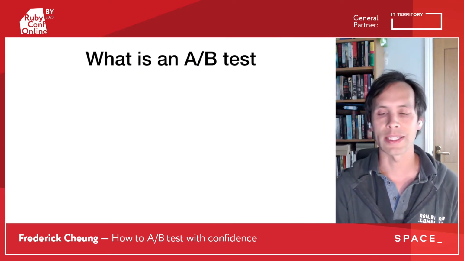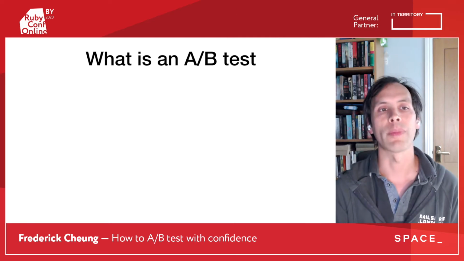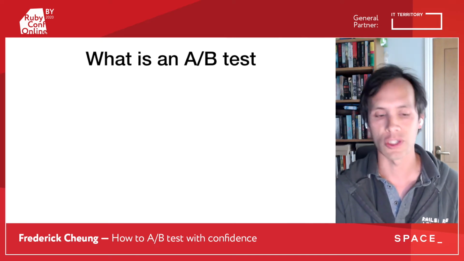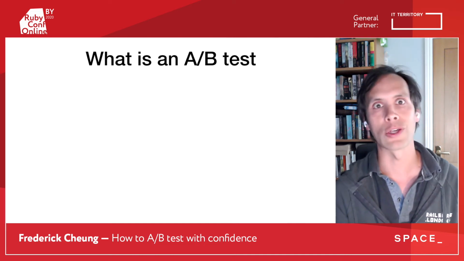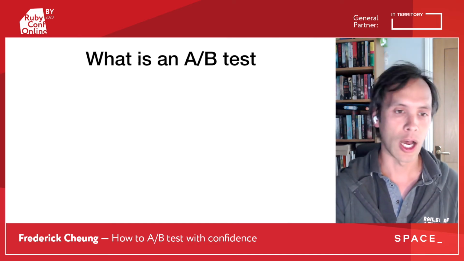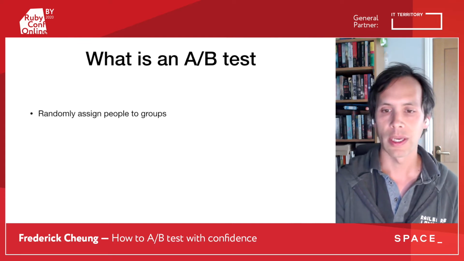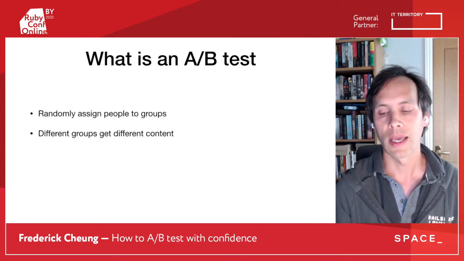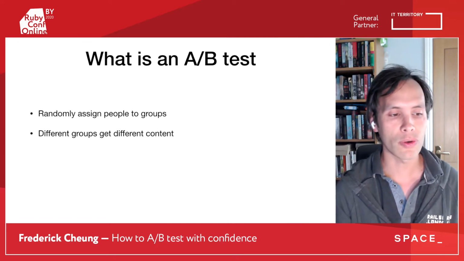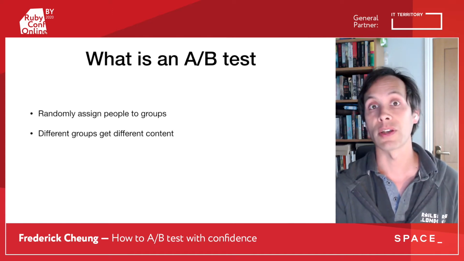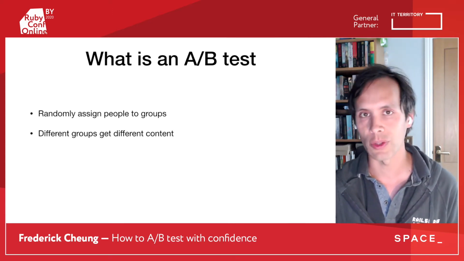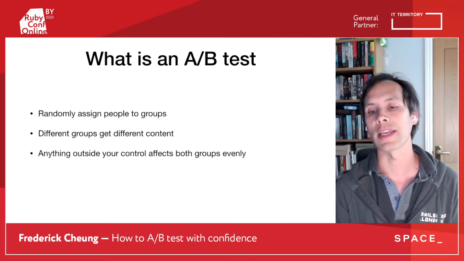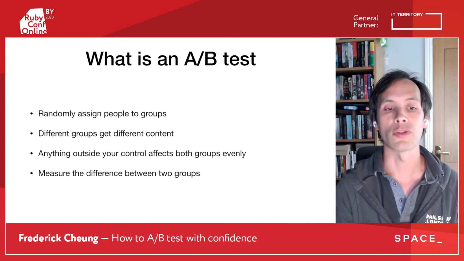So what is an A/B test? Well, you start with a decision you want to make, and you want to make that decision in a data-driven way, so not just based on a hunch. So commonly, what color should this button be or what should it say? Then you randomly assign people to groups. Those two groups get the two kinds of content that you've devised. And the key thing is, although lots of things may affect the result that you get, the percentage of signups or the amount of money you make, anything that's outside of your control should affect those two groups evenly. And then you measure the difference between the two groups.